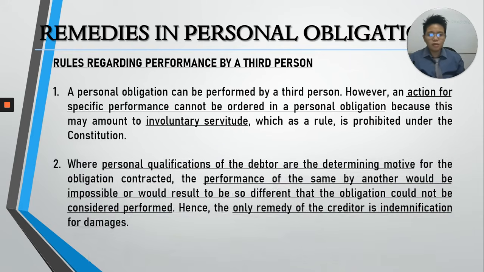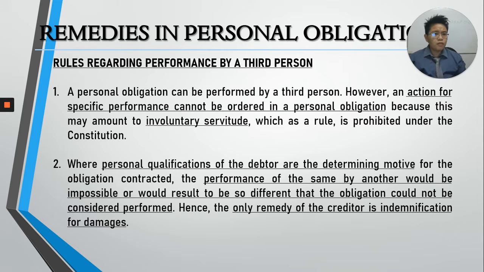What else? In case of personal, sabi ko, i-discuss ko sa class. Anyway, in case of personal qualifications of the debtor, are the determining motive for the obligation contracted, and in case the performance of the same by another person or a third person is impossible or it is different. So obviously here the obligation cannot be performed by a third person. The only remedy of the creditor is to ask for damages. Sige na nga, i-discuss ko na dito.